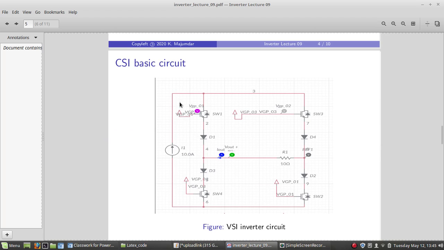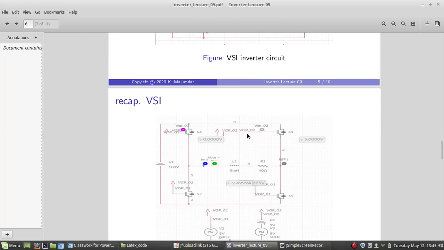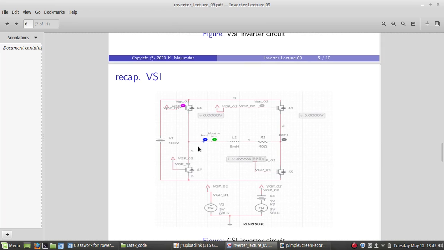Now the basic circuit of a CSI looks like this, look here. In this region, instead of a voltage source we use a current source, and these are the 4 switches. Just a brief recap: in the VSI, the antiparallel diodes are used as a freewheel path for the energy, especially when an inductor is present in the load. That time the antiparallel diode, the body diode present in the switches, is used.